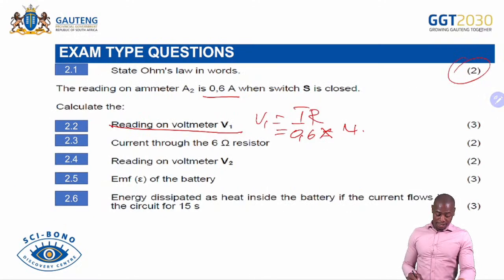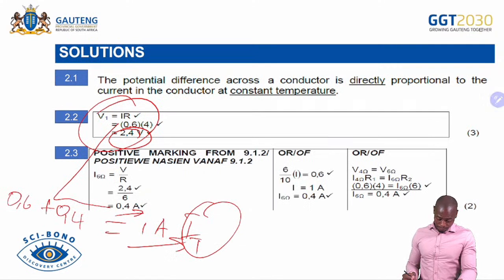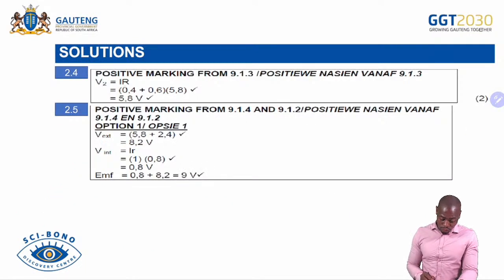All right, reading on V2. So reading on V2, remember V2 is connected across that 5 ohm resistor, which is connected in what? In series. And for series will use what? The total current of what? Of the circuit. So let's check. Okay. Right. So V2 will be IR. Where is this I coming from? I showed you it's 0.4 plus 0.6 multiplied by the resistance of that resistor. Then they got what? 5.8.